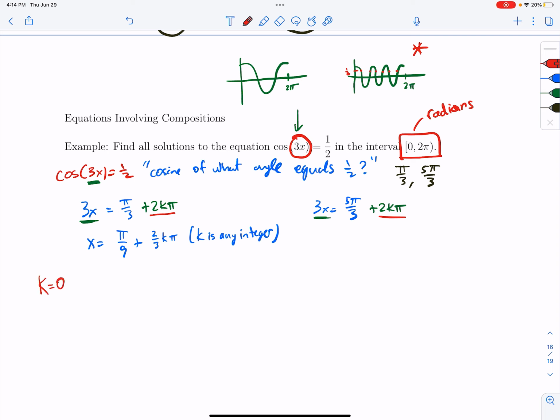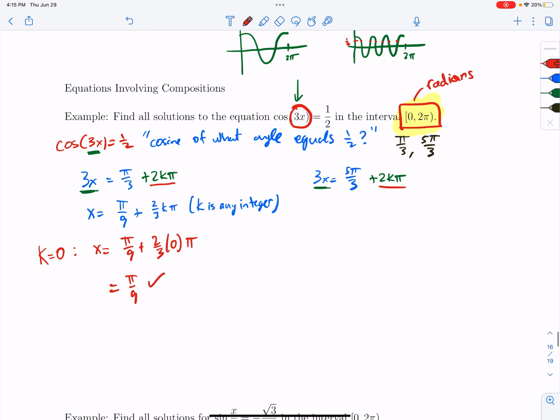We start with k equals 0. So I say x is equal to pi over 9 plus 2/3 times 0 times pi. And what we get is pi over 9. And that is in this range, 0 to 2 pi. So that means this is one of the solutions. Okay, so I keep going, testing values of k. So when k is 1, I get x equals pi over 9 plus 2/3 times 1 pi.